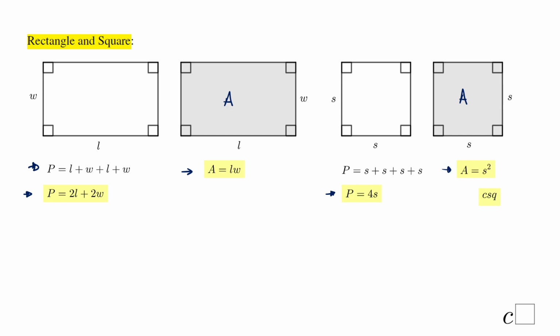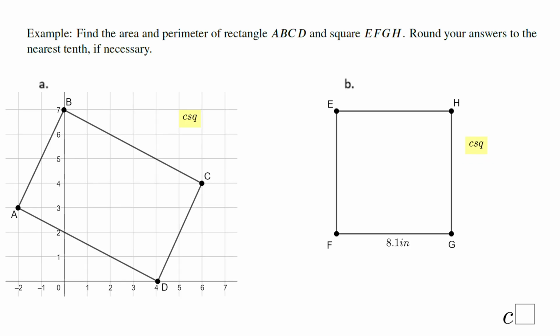I'm going to use them in my next problem, where we need to find the area and the perimeter of rectangle ABCD, the one on the left, and the square EFGH. So let's start with A, and we're going to start with the perimeter. For that reason, we need to find out how long this side is, and one more, I guess, any 2 sides that are consecutive sides, one after the other.